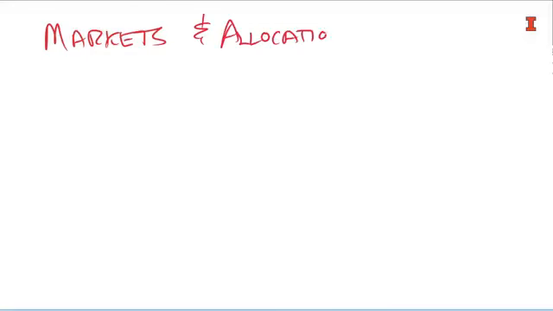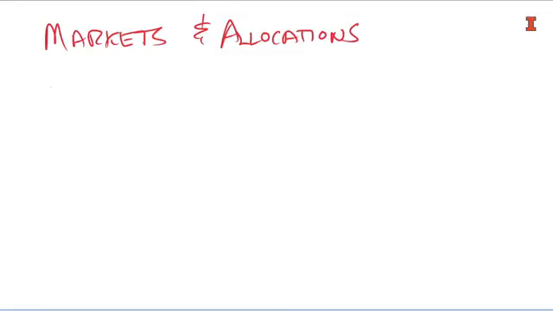This course is called Markets and Allocations. Previously, we understood how consumers behave. Now we want to think about what happens when we introduce markets. So, question, what happens when we introduce markets?